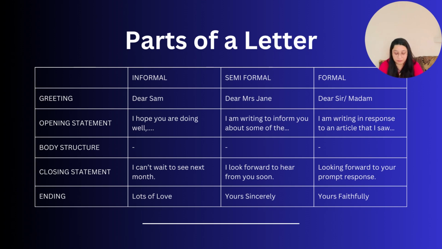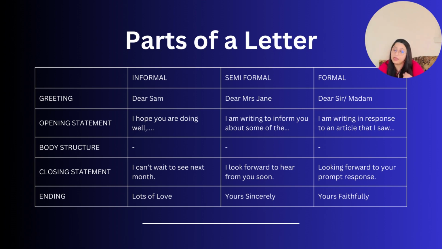Body structure we'll be skipping for now. Let's talk about the closing statement. The closing statement again can be casual. For example, in an informal letter, you can say, I can't wait to see you next month, or take care of your family, or give my best to so-and-so. So these kinds of things. Whereas in semi-formal and formal, again you have to have a statement which will get you some action. So, I look forward to hearing from you soon, looking forward to your prompt action, something like that.